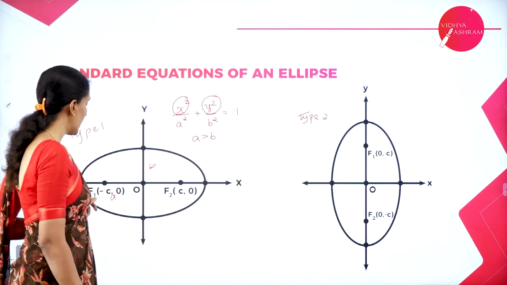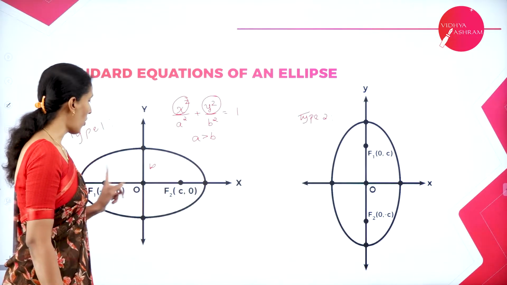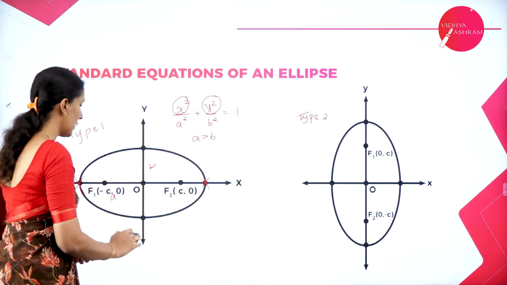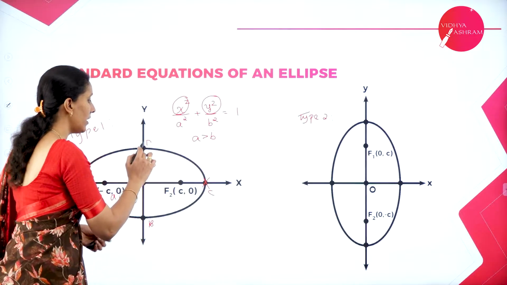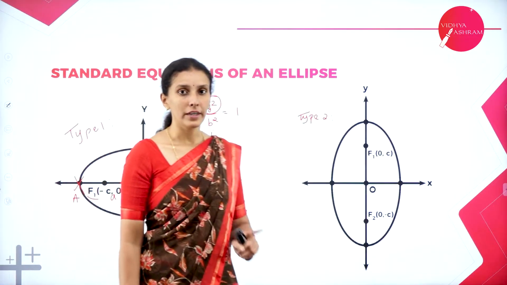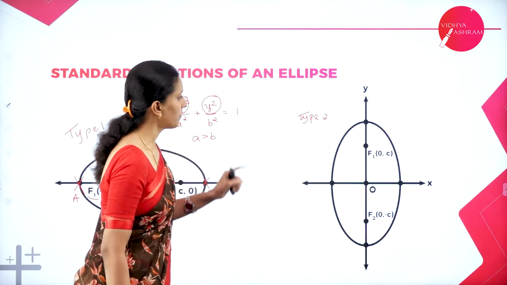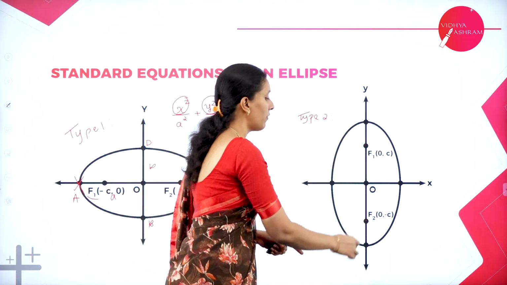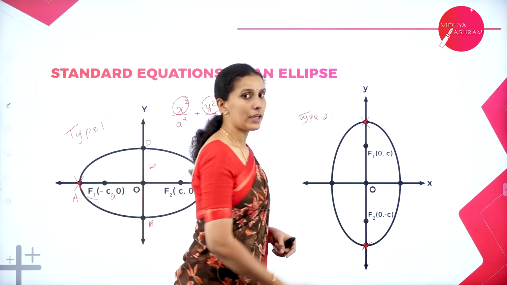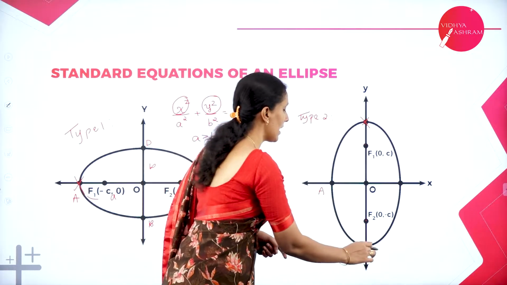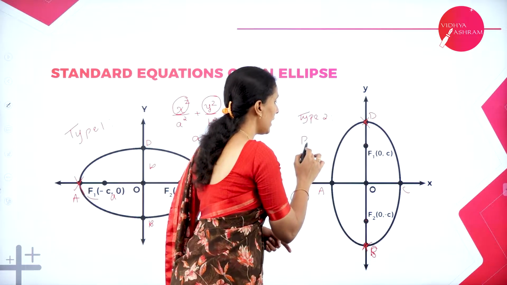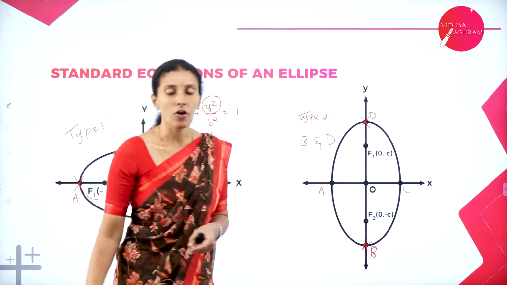Also, you can see the vertices, that is the end points on the x-axis. So, these are the vertices. If I name this as A, B, C, D, then for this type of an ellipse, A and C can be called the vertices of the ellipse. Now, look at type 2. Clearly, the focus lies on the y-axis, and the end points of the ellipse are the vertices. Suppose I name it again as A, B, C and D. So here B and D are the vertices of the ellipse.